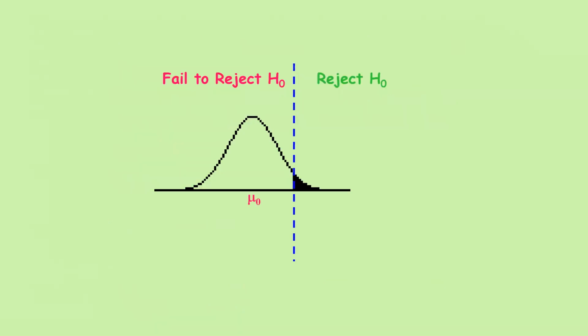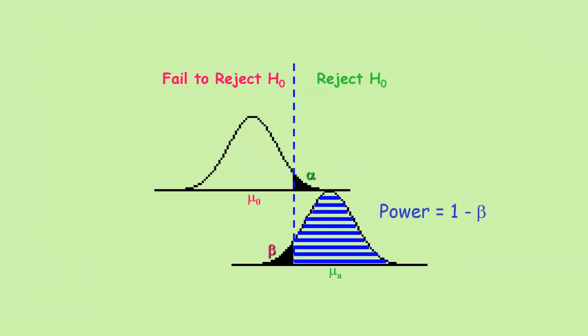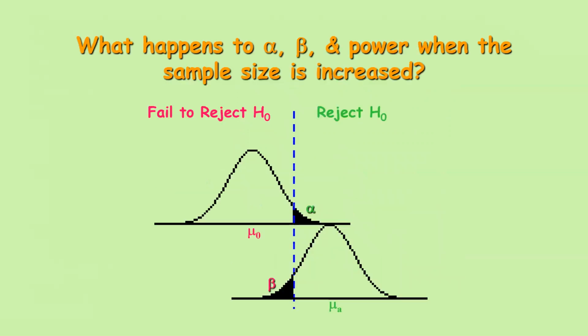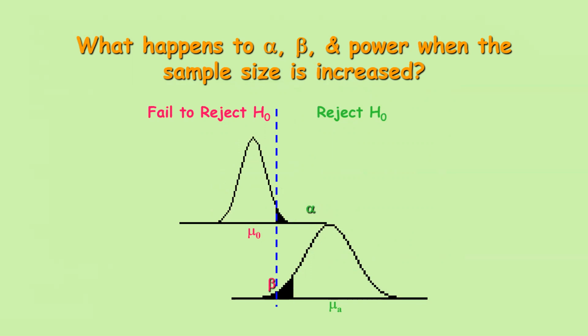So to give you a visual, again, the right side would be rejecting the null, and failing to reject H0 would be the left. So alpha is rejecting H0, beta is failing to reject. And power we can write down as 1 minus beta. So what happens to alpha, beta, and power when the sample size is increased? What do we notice?